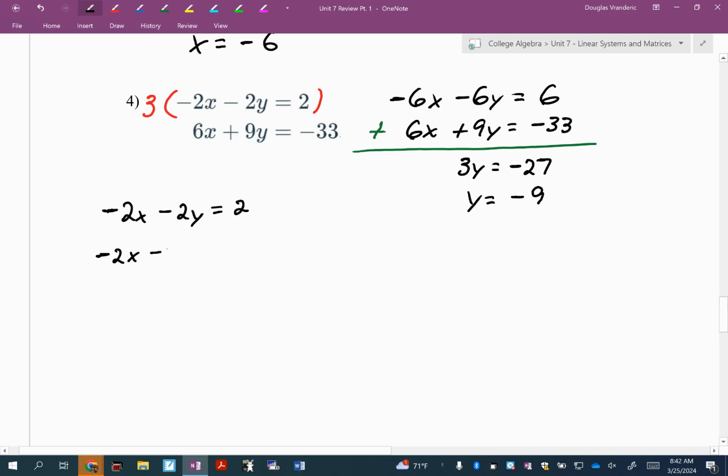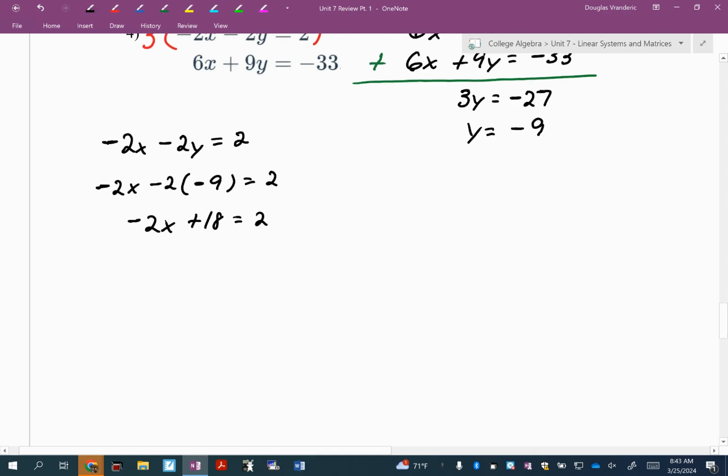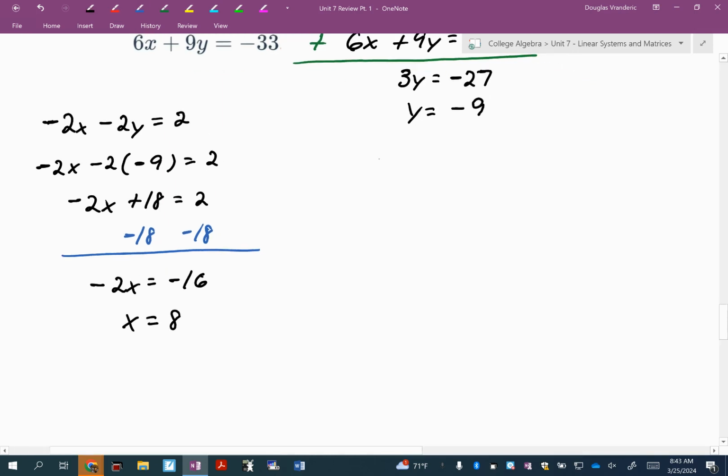So negative 2x minus 2 times my y of negative 9 gives me negative 2x plus 18. Moving the 18 over with subtraction gives me negative 2x. 2 minus 18 is negative 16, so x equals a positive 8. So my solution is 8, comma, negative 9.